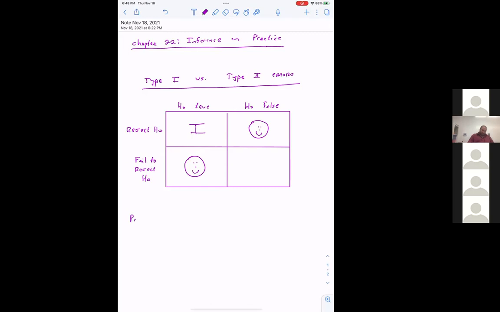And the probability of making a type 1 error is nothing more than the significance level of the test, which we have a symbol for. We've been using the symbol alpha. Every hypothesis test has a significance. Usually, what is the significance if they don't tell me otherwise? What have we been using as a significance for this whole course if they don't tell me otherwise?